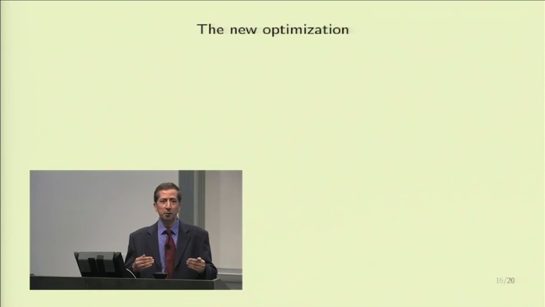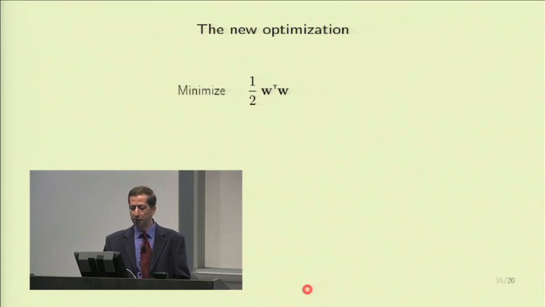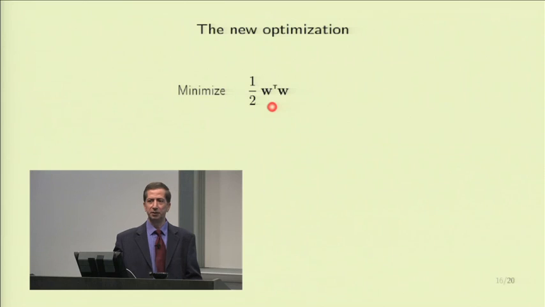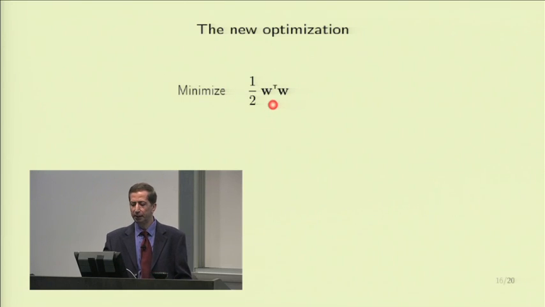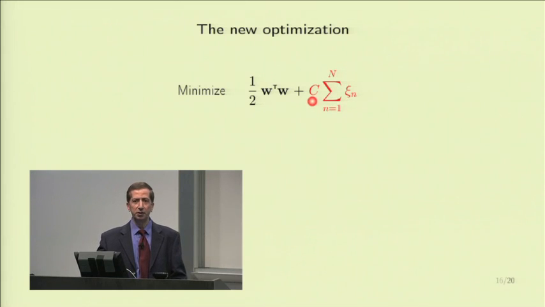So now, the new optimization I'm going to do is the following. It used to be that I'm minimizing this because minimizing this maximized the margin. That was what we did in the last lecture, okay? And now I'm going to add an error term that corresponds to the violation of the margin, and it's going to be this. So this is the quantity that I promised you captures the violation of the margin. And this is a constant that gives me the relative importance of this term versus this term.